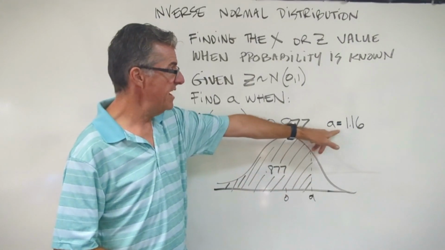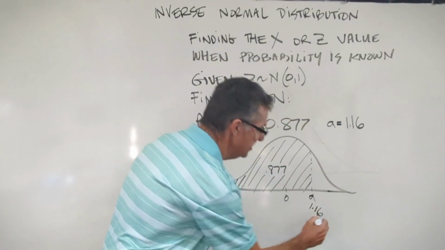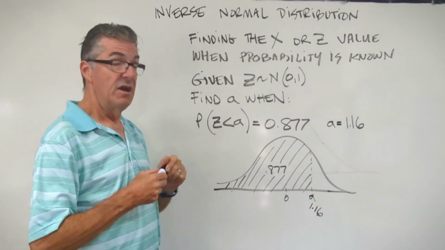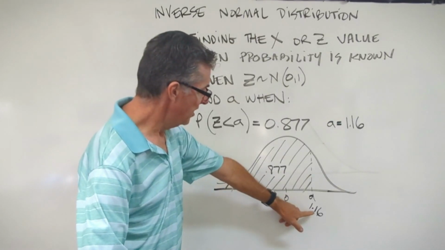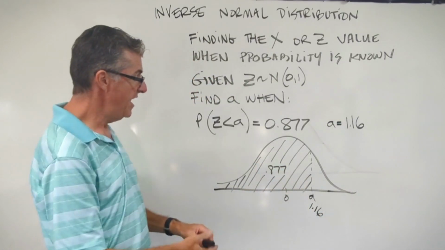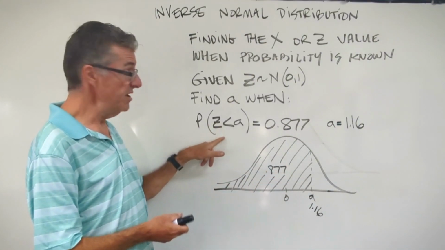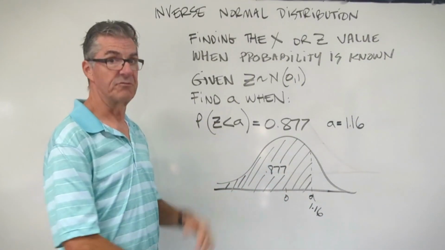And so what I got for my a value is 1.16. So this is 1.16. So that means that you need to have your a value, your z, is 1.16 or less, and that gives you the probability that whatever is happening in your situation is going to fall in this range.